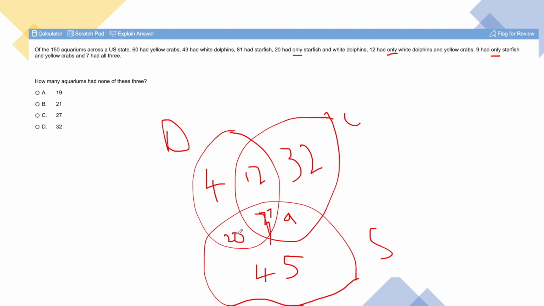So 4 plus 20 is 24, 24 plus 12 is 36, 36 plus 45 is equal to 81, 81 plus 7 is equal to 88, 88 plus 9 is equal to 97, 97 plus 32 is equal to 129, so 150 minus 129 is equal to 21, and that is the correct answer. So that's pretty much it.